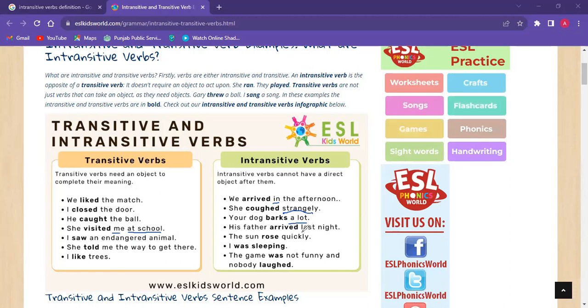His father arrived last night. Last night, again, adverb of time. Okay, adverb of degree, adverb of manner. Okay, again, quickly is an adverb of manner. I was sleeping. Okay, nothing after the verb. The game was not funny and nobody laughed. Okay, so again, not funny is the adverb and after laughed there is nothing. Okay, so you can see that they do not have a direct object.